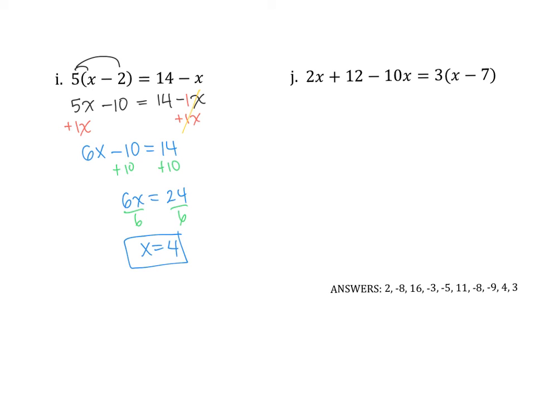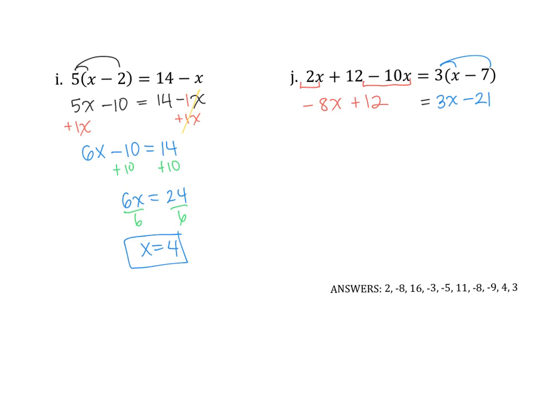Okay, last one's going to be J. J's got a lot of stuff going on, but you can see the answer at the bottom. You should get 3. Okay, so I see parentheses. I'm going to go ahead and distribute those because I know I can do those really quickly. 3x minus 21. Okay, now the left side looks a little messy too, because if I look over here, I've got so many x's going on. I think I'm going to combine the like terms there, because I have a 2x minus 10x. 2 minus 10 is negative 8x. I'll bring down plus 12. Okay, this is looking better now.